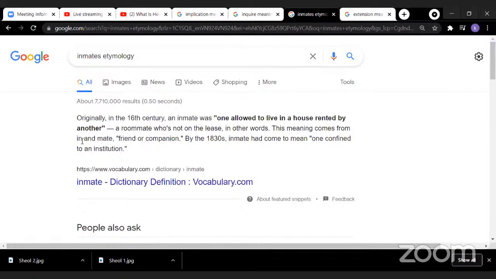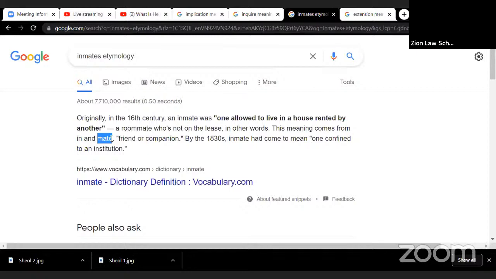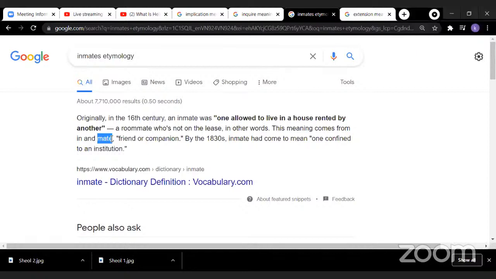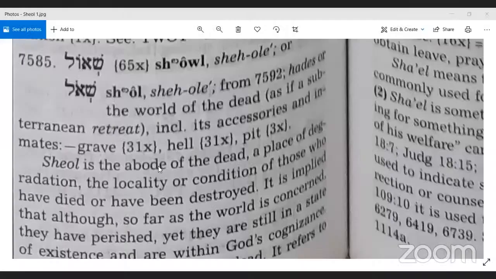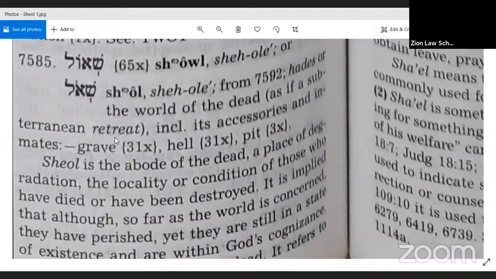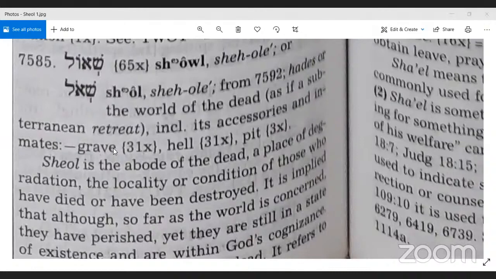Okay. Right. Okay, so they use mate today as friend in Australia. Yes. Okay, so a friend or companion who's living in your house. So the connotation is not negative. Okay, well, the etymology is not negative. The connotative meaning is negative. Right. They definitely have changed. Did you get that, Louis? Yes, I did. Okay, so excellent.